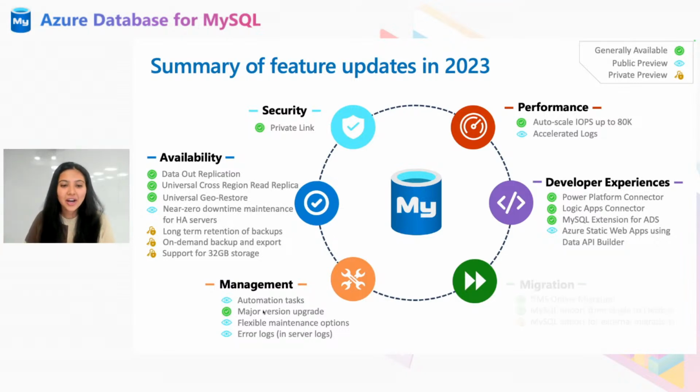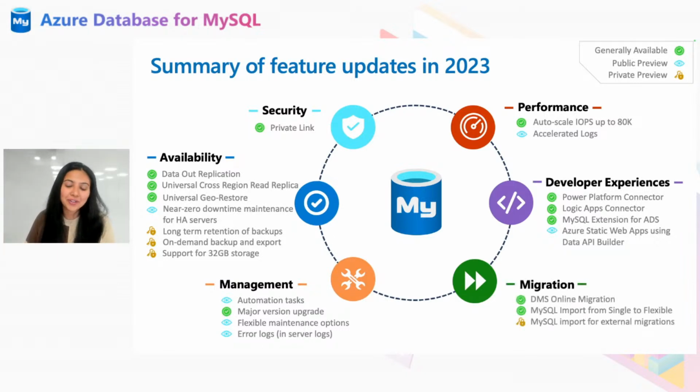And finally, and most importantly, we've simplified and improved our migration experience as well, to not only move from single server to flexible server, but also from any external source, be it on-prem VMs or other clouds. You can perform near zero downtime online migration using Azure Database Migration Service or Azure DMS. We also released MySQL Import CLI tooling, which is now in GA for single server to flexible server migrations, with which you can perform entire migrations by running a single CLI command.